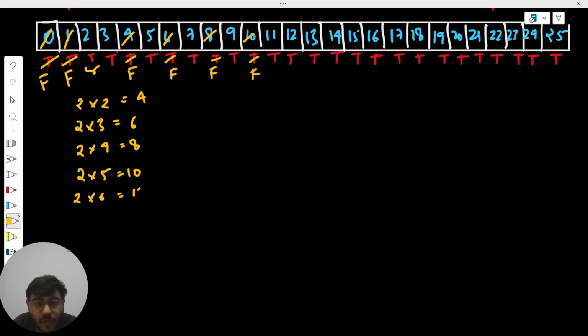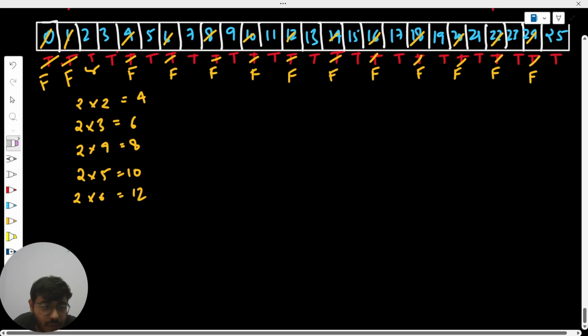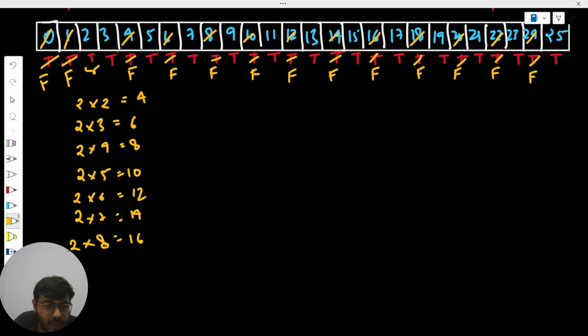Then 2 into 6, we have 12, which is not a prime. Then 14, 16, 18, 20, 22 and 24 are also not prime. And finally we are over, right? We have covered all the multiples of number 2 from 1 to n. So 2 into 7 is 14, and 2 into 8 is 16. I think you'll not need more than this. So in the first go, we have covered all the multiples of number 2.